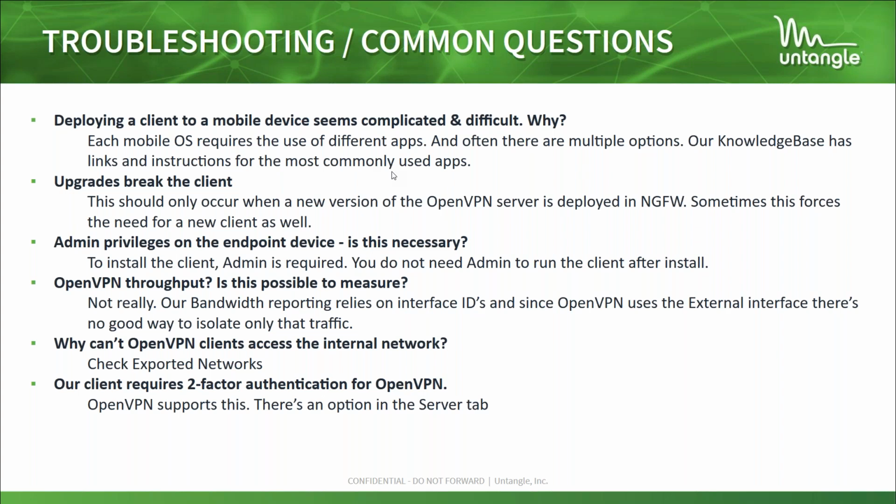Our client requires two-factor authentication for OpenVPN. Okay, enable the username and password authentication option in the servers tab of OpenVPN, and you have your second factor. Because again, like I said, OpenVPN is certificate-based primarily. So that's the first factor, and then the second factor would be the username and password.